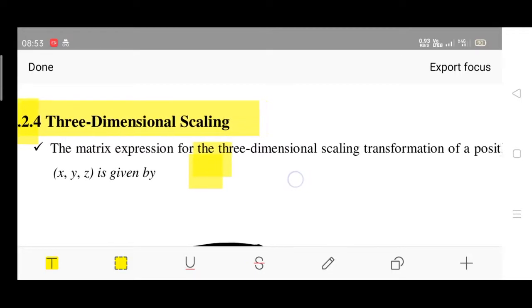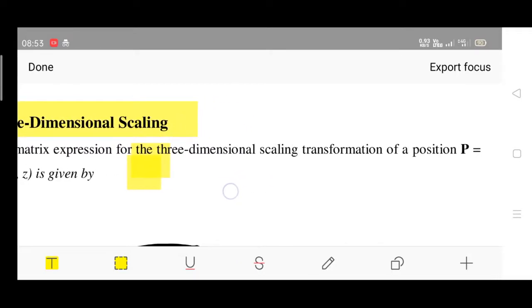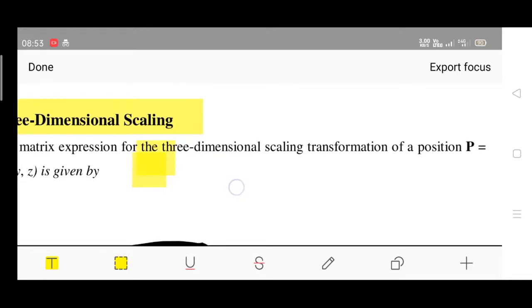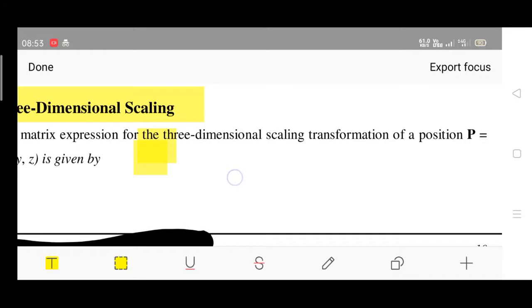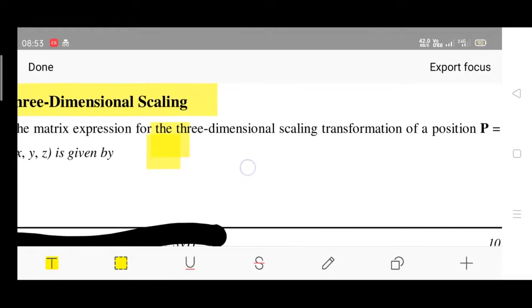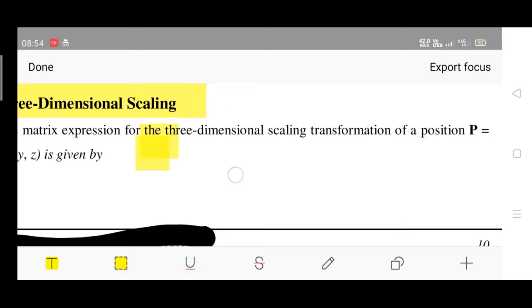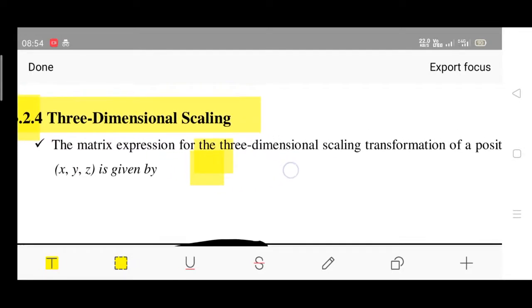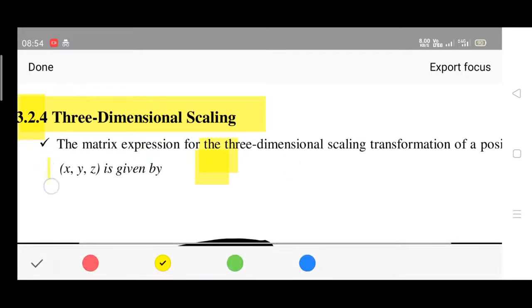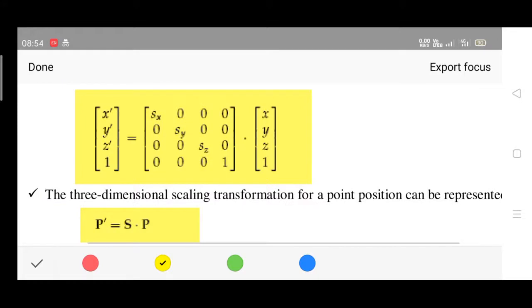So the matrix expression for three-dimensional scaling. Scaling is one of the types of transformation. Of the different varieties of transformations we have discussed for the 3D model, that is 3D translation and 3D rotation, now it is for the scaling. For any position P, where P is a point or position with three parameters x, y and z.